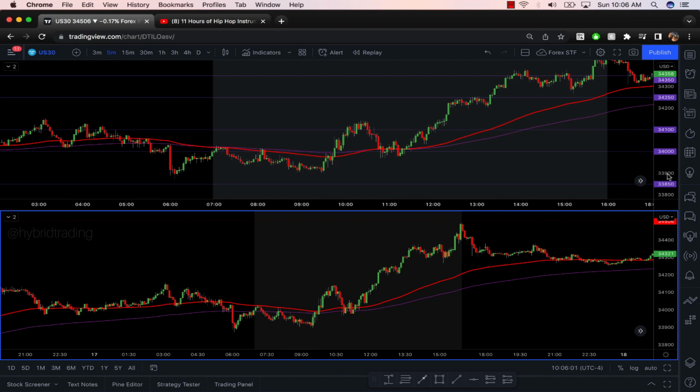Rule number one, before finding a trade, you want to make sure that EMAs are both pointing the same direction. For example, the red is the 100 EMA and the 200 EMA is the purple line. So you want the red to be above the purple if you're going to take any longs, and you want the red to be below the purple if you're going to take any shorts. Remember, the 3-minute and the 5-minute both need to match.